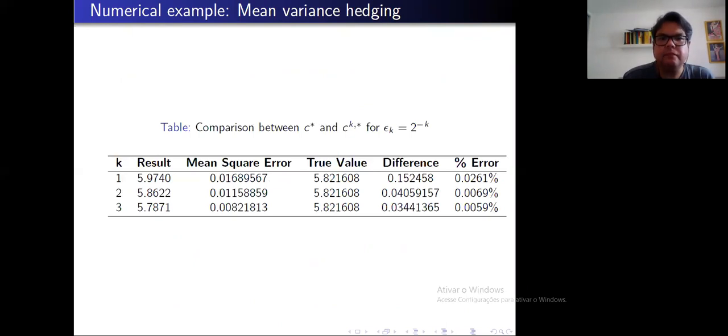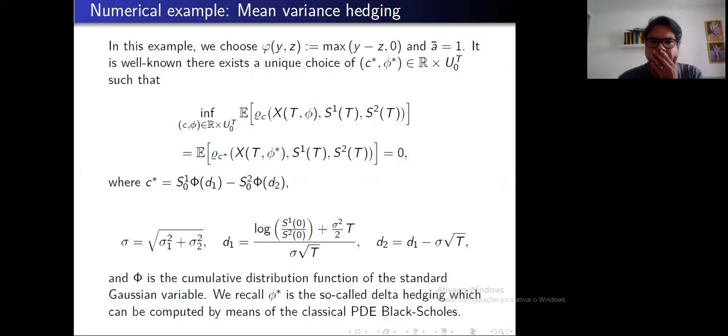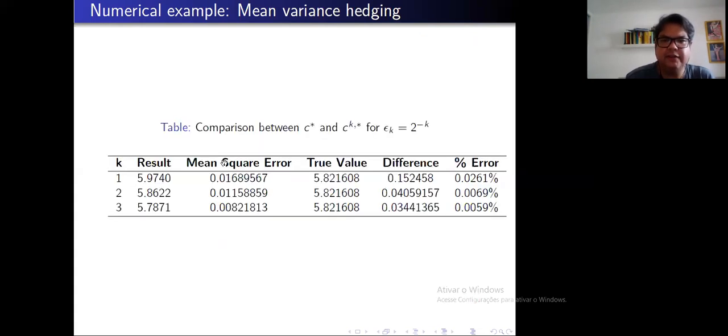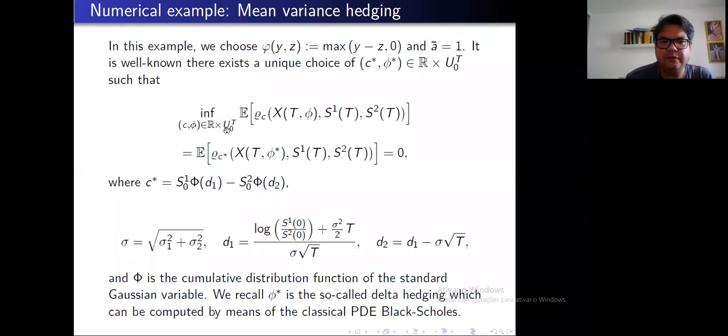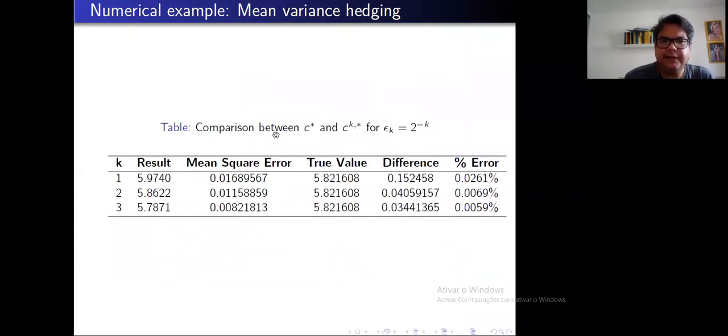Okay, so the idea: I want to implement a scheme in this problem, and I will compute the optimal control in my discretization scheme. And then as a byproduct, I will give the C star. Sorry, I will give the result of this infimum. Okay. And when you compare, this is the numerical result.